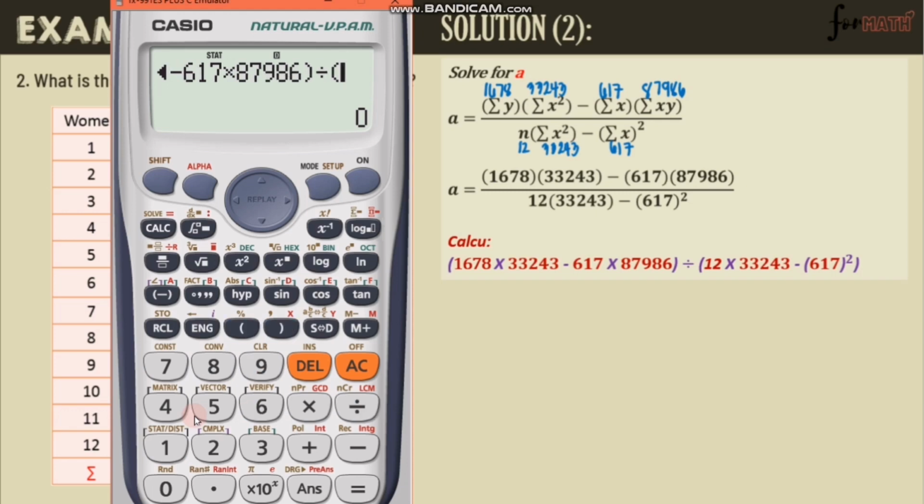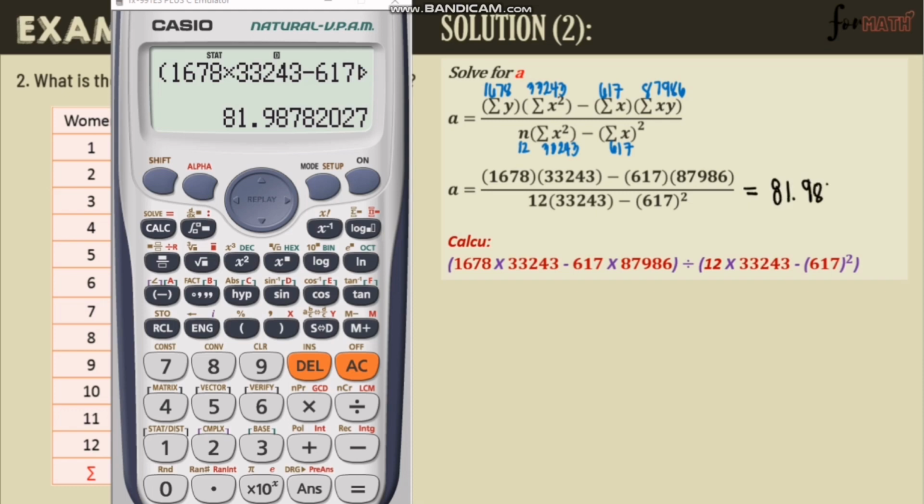Close, divide, open. So, wala na itong square root kasi A naman po itong hinahanap natin. 12 times 33243 minus 617 squared. And then close po. So, let's see ang answer natin for letter A. So, ang A po natin, kunin lang natin ay 4 decimal places. Okay, so meron tayong 81.9878. Okay, kunin naman natin si B.